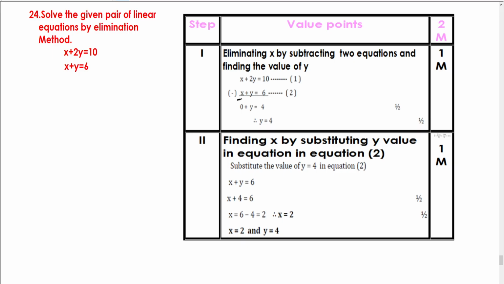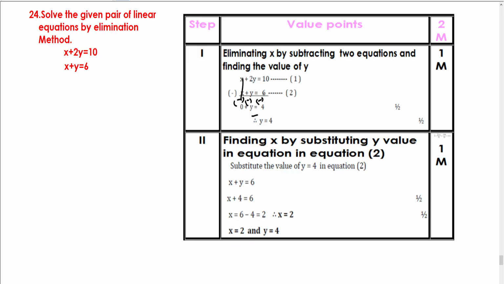Minus into plus becomes what? A minus sign. Minus into plus 6 becomes a minus 6. You have to subtract now. x minus x cancels. Many students make mistakes here. 2y. Now it is no more plus y, it is minus y. 2y minus y becomes y.